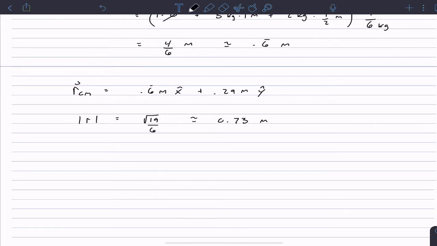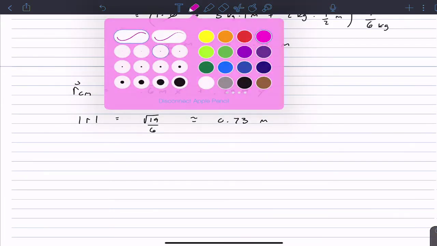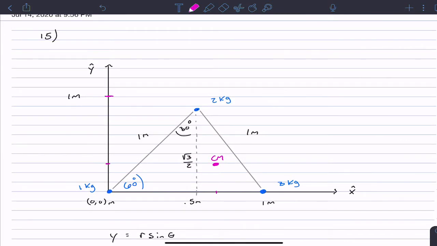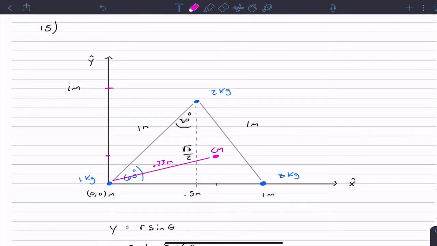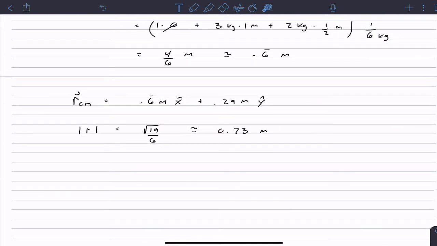So what that means is that's this value here. This is 0.73 meters. Was it 7.3? 7.3. Yep, that's right. So we're not asked to find that specifically, but I did it for fun. So this is what you're asked to find. Okay, next problem.